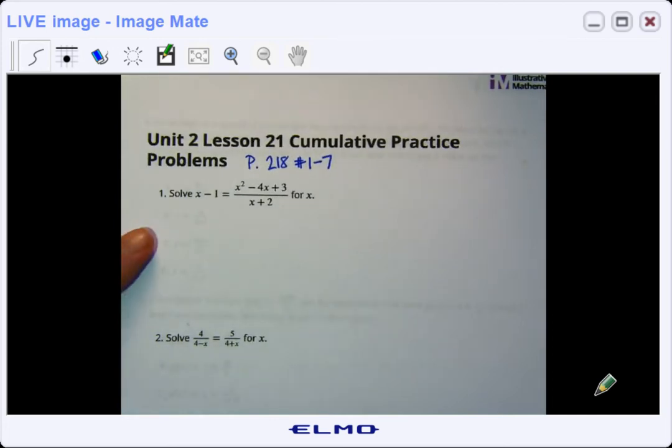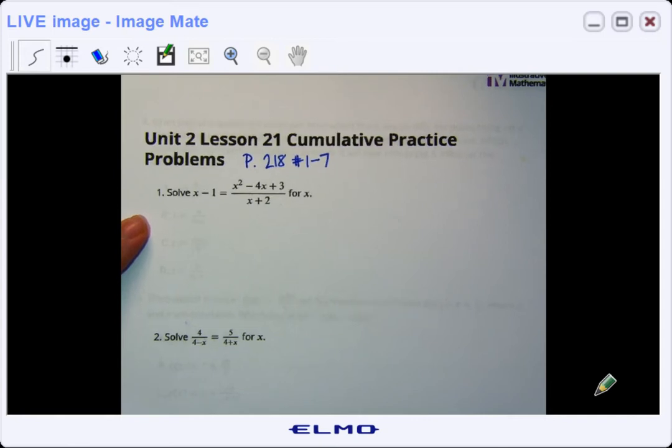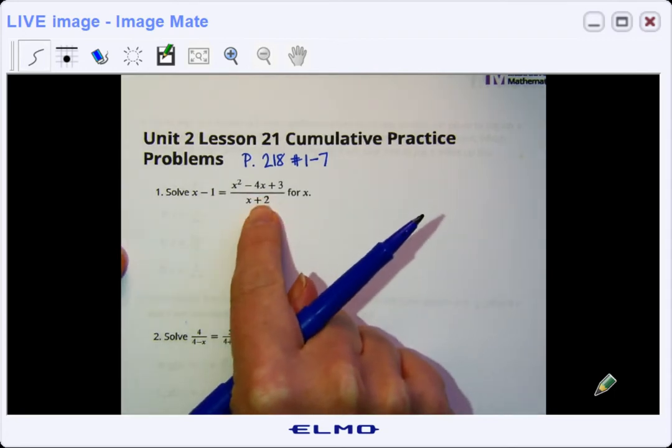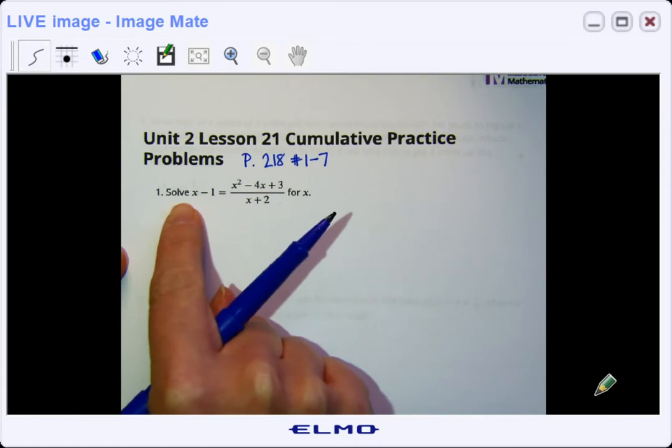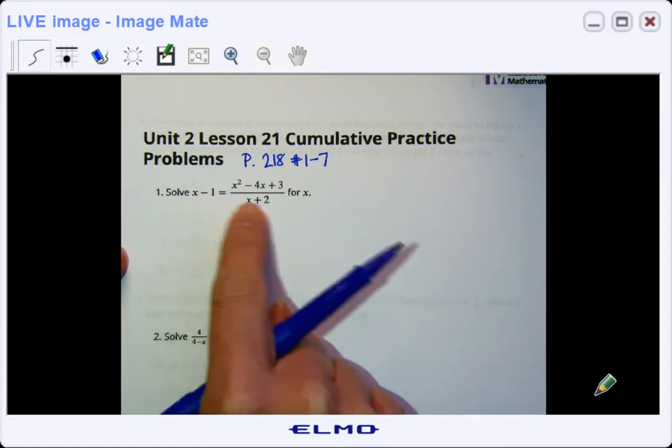So the big idea for solving rational equations is to try and create an equivalent equation that doesn't include any fractions. And to do so, you want to multiply by the denominator. And so that's going to be our first step here on number 1 where we're solving this equation.